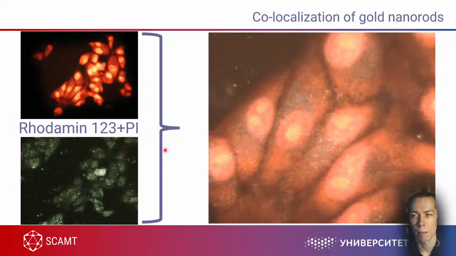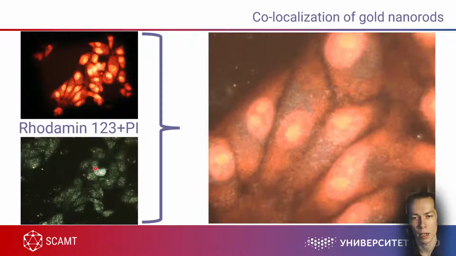One of the simplest examples is to stain some organelles of the cell with a specific dye. For example, here it's rhodamine 123, which is used to stain mitochondria. This rhodamine dye specifically binds to the negatively charged inner membrane of mitochondria, so it's a membrane potential dependent staining.